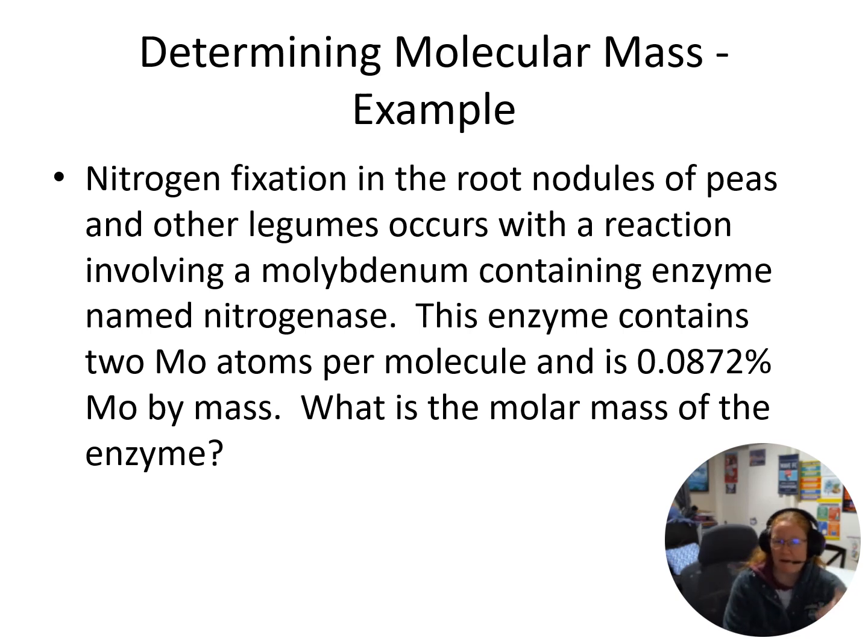So here we have a problem. All right. We've got some nitrogen fixation occurring. We've got a reaction with a molybdenum containing enzyme named nitrogenase. Now, enzymes are really large. Enzymes are what we call macromolecules because they're so big. In this particular enzyme, we have 2 molybdenum atoms per molecule, and we have 0.0872% molybdenum by mass.